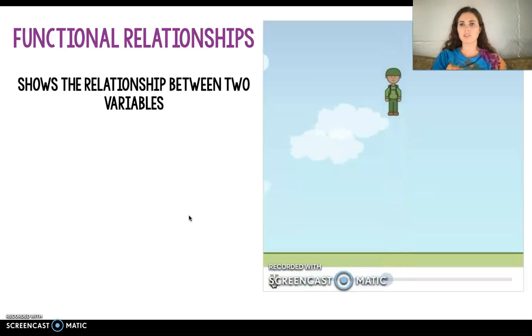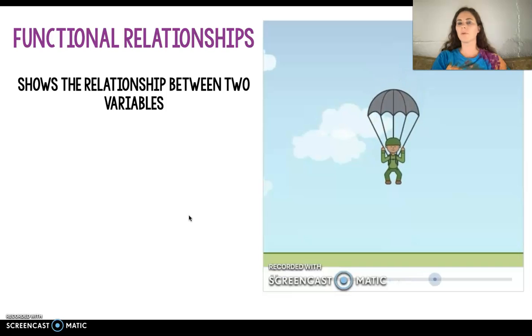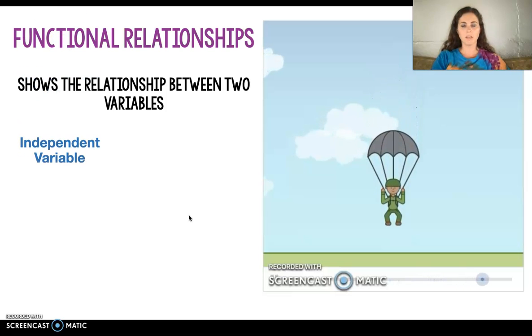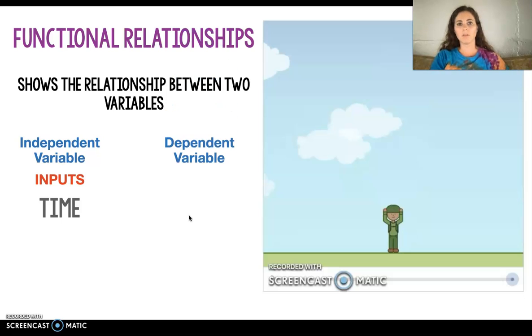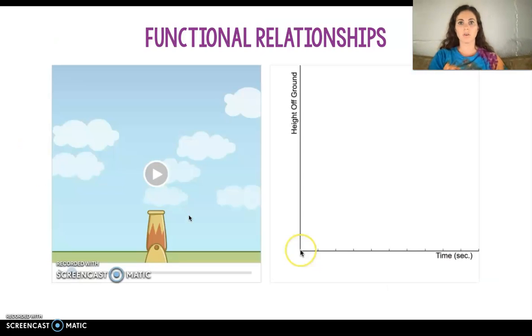So in this little animation, a dude is being shot out of a cannon, pulling a parachute, and coming back to the ground. So the independent variable in this situation, the inputs of our function, would be the time, right? How long is Cannon Man floating through the air? The dependent variable, the one that depends on another, which are the outputs in our function, would be his height.